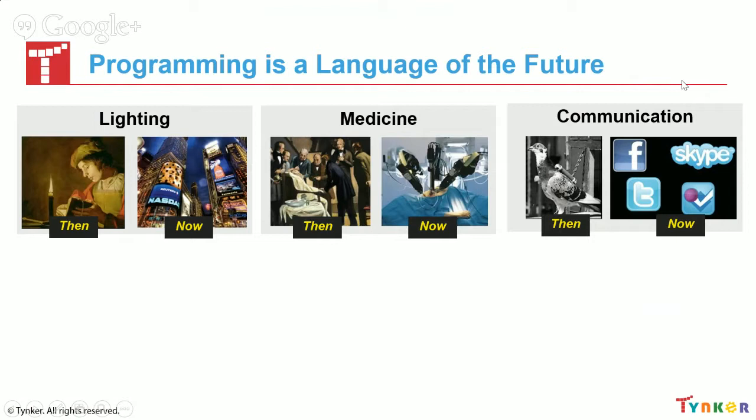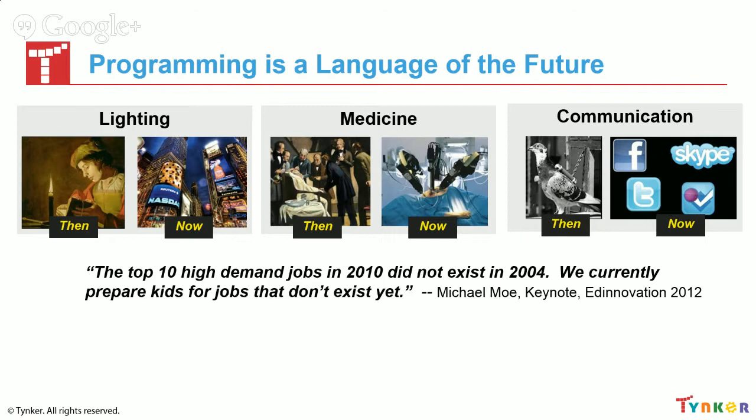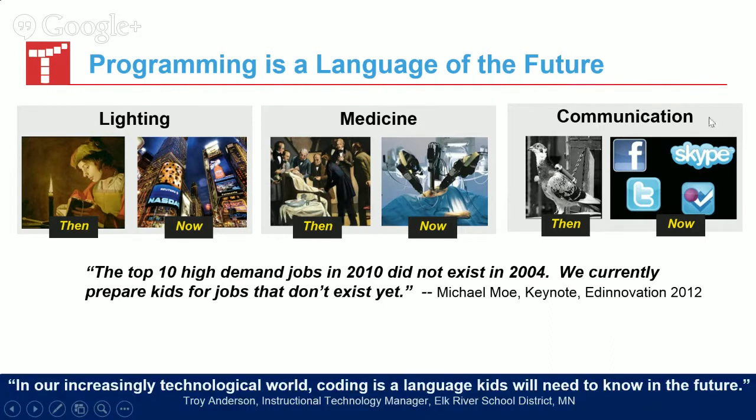And it's important that we make it easy for kids to learn because programming is a language of the future. If you look at the ways that technology has affected our world and changed it, it's mind-boggling. The top 10 high-demand jobs in 2010 didn't even exist 10 years ago. So one of our jobs is to prepare kids for those jobs that don't exist yet. And one of those skills that they'll need to know is programming, the language of technology.